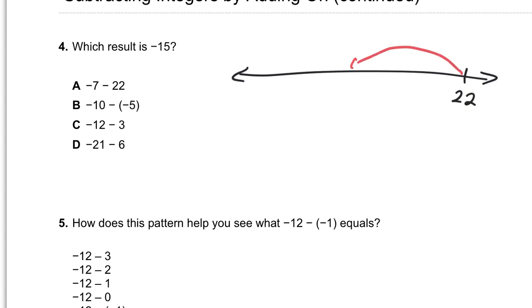So I'm going to jump down by 22, and that gets us to 0. Then I'm going to take another 7, negative 7. That gets us to negative 7. How far did we travel in total? Well, it looks like we went negative 22 and another negative 7. So that's 7 plus 22, which is 29. We got 29 negatives there. So our answer is negative 29. That's not right. Let's do another one.